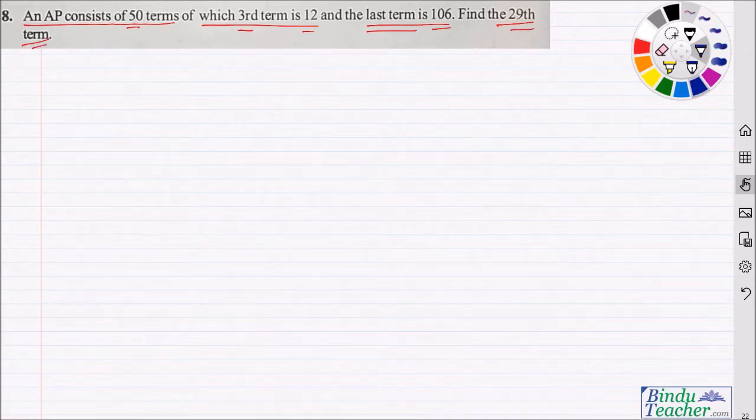So let's write down what we can understand from this question. The first thing that we see is the number of terms, which is the value of n. There are a total of 50 terms in this arithmetic progression, of which the third term, represented by A3, is 12 and the last term is 106. Now what is the last term here? It is already given that n equals 50, meaning there are 50 terms. So we can write A of 50 equals 106. Now we have to find out the value of the 29th term. So this is what needs to be found out.